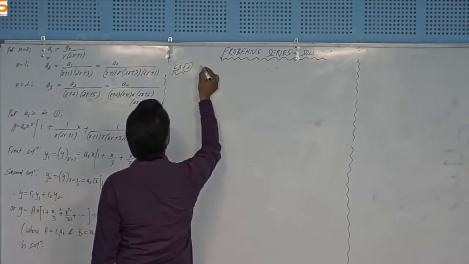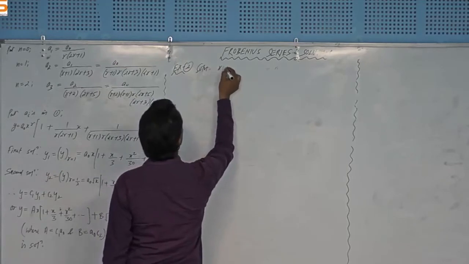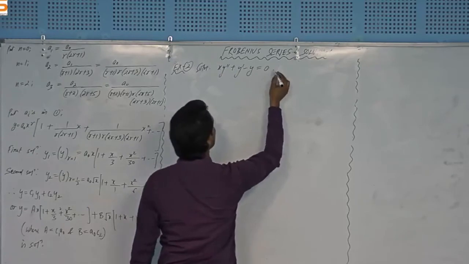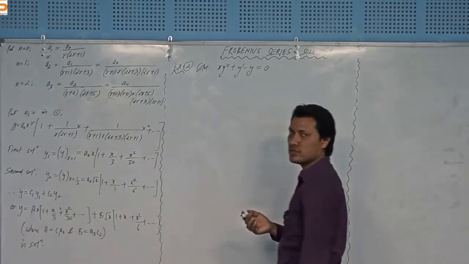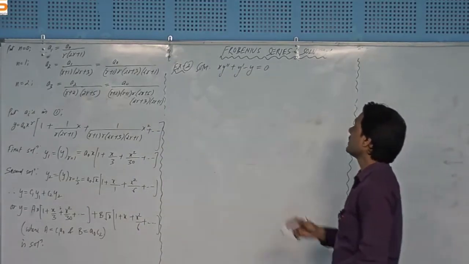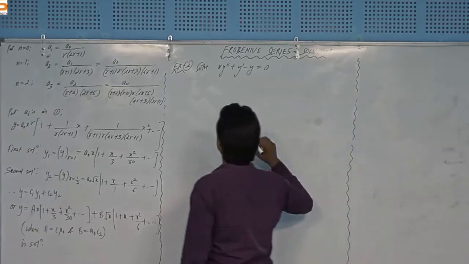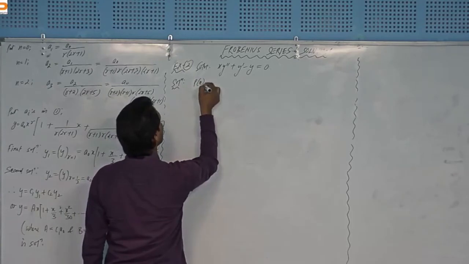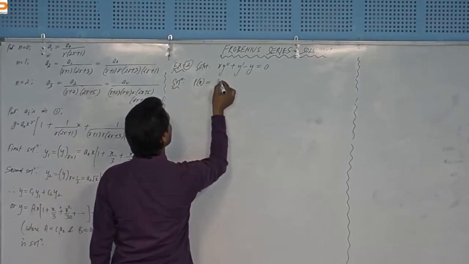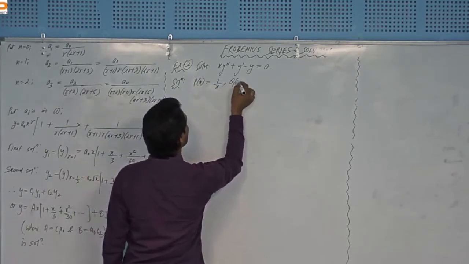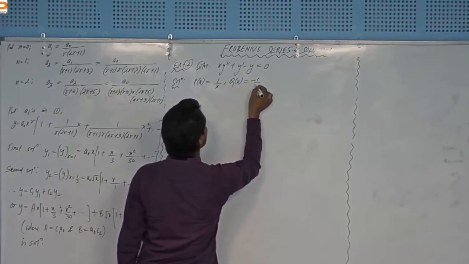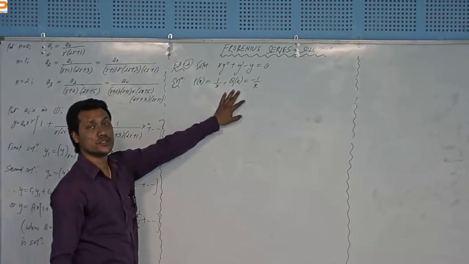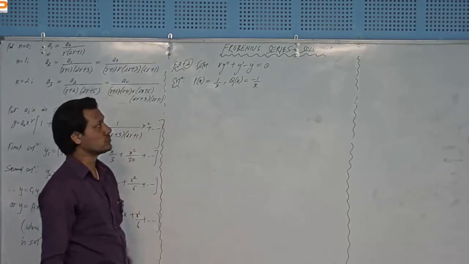Example number 2, solve xy'' + y' - y = 0, about the point x = 0, which is understood even if it is not written. First, checking the behavior of the coefficients: p(x) is 1 over x and q(x) is minus 1 over x. You can see that both of these coefficients are non-analytic at x = 0.